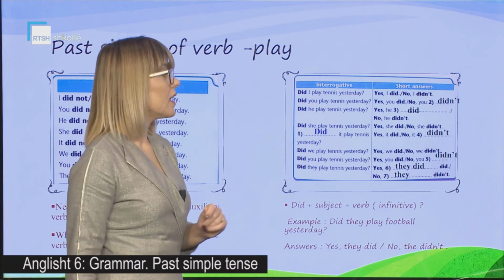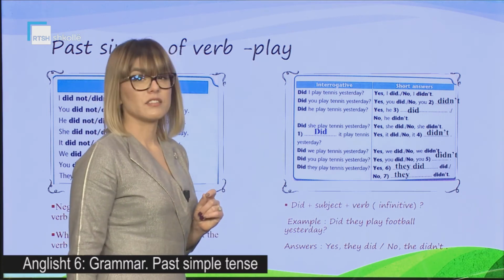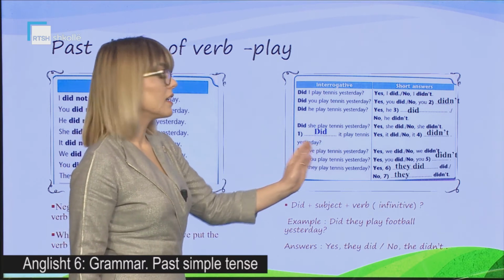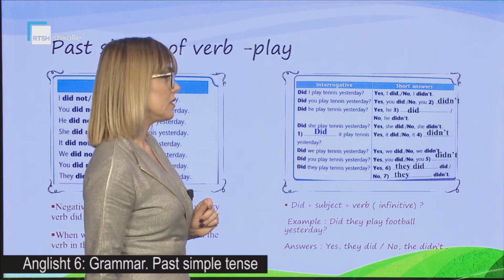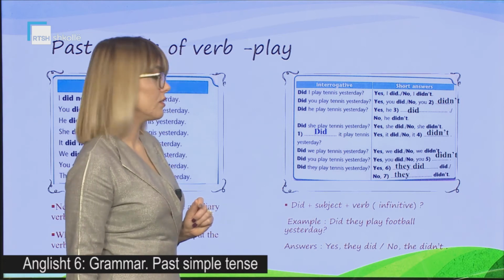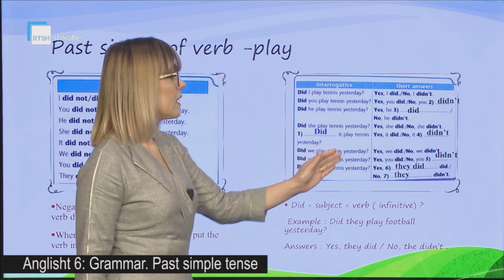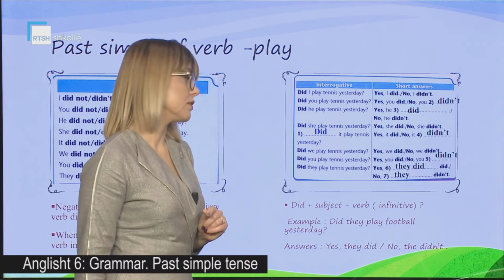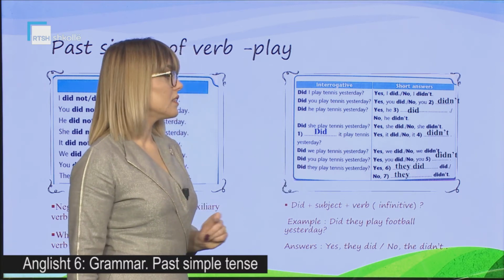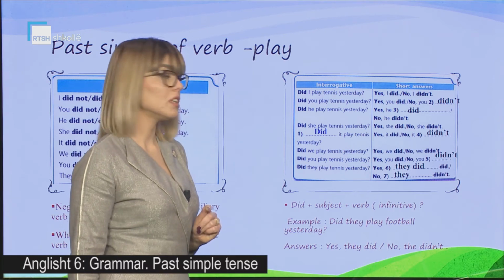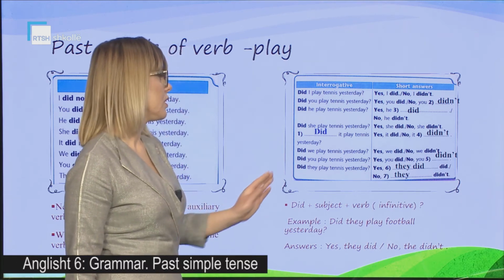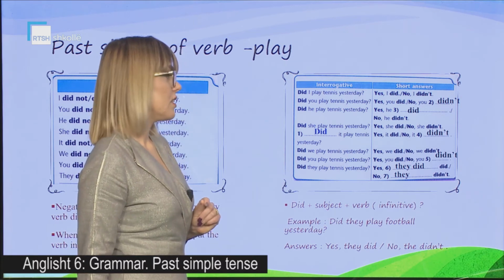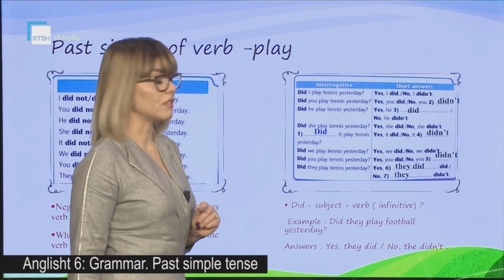Did she play tennis yesterday? Yes, she did. No, she didn't. Did it play tennis yesterday? Yes, it did. No, it didn't. Did we play tennis yesterday? Yes, we did. No, we didn't. Did you play tennis yesterday? Did they play tennis yesterday? Yes, they did. No, they didn't.